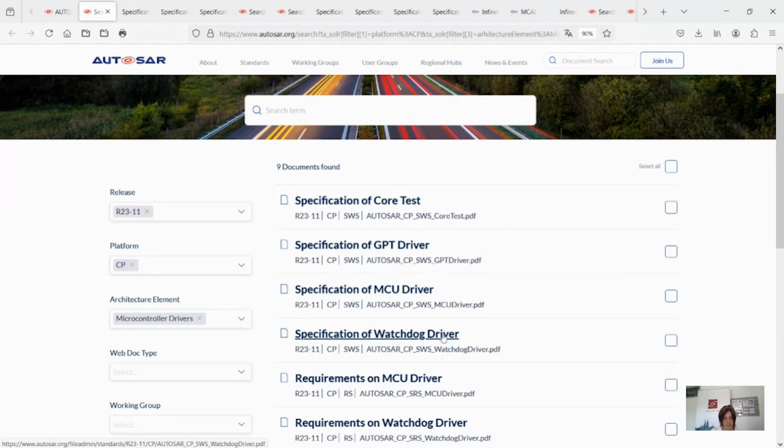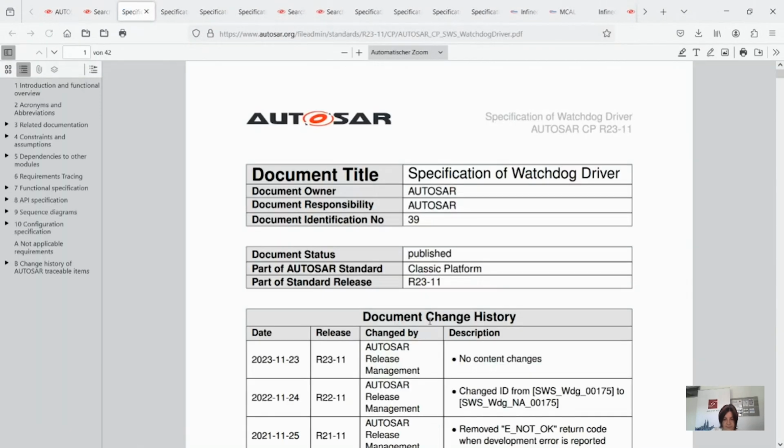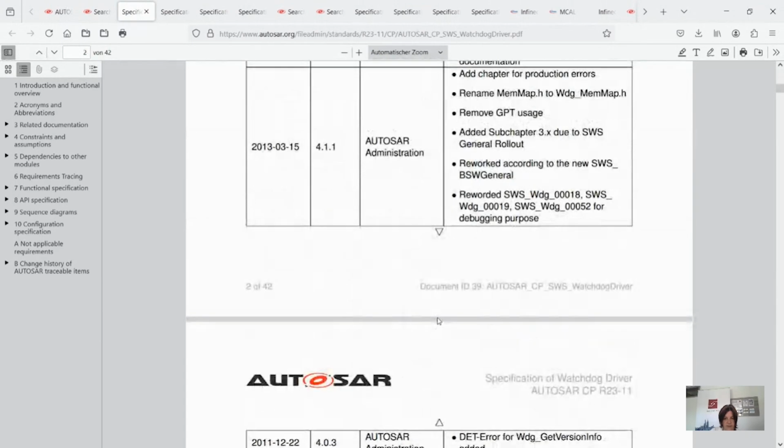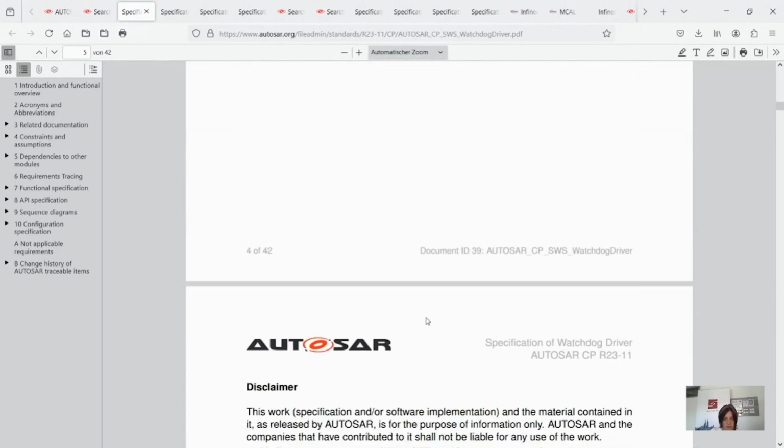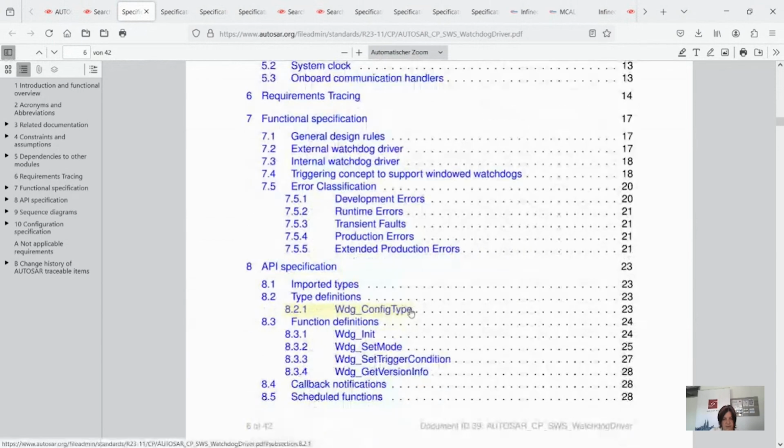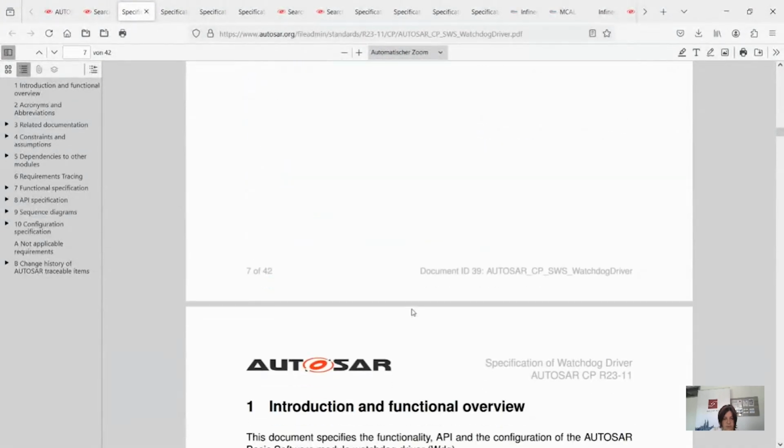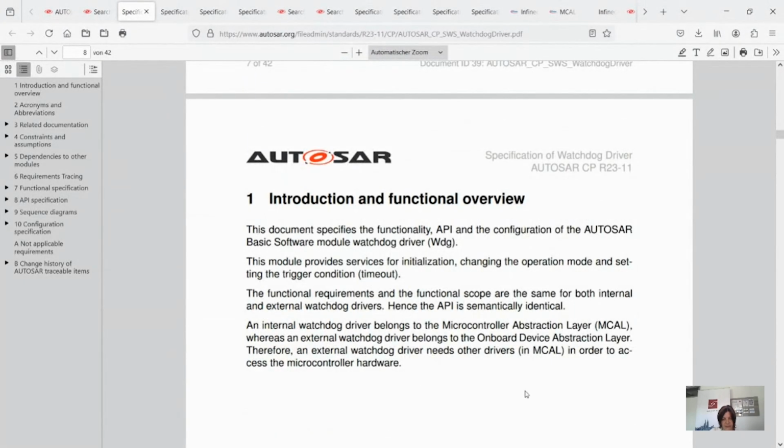And the last one I want to have a short look at is the watchdog timer. The watchdog timer is also part of the microcontroller drivers directly, and the specification is given here. Not so many changes in the past. The same structure of a document. You need to scroll a lot until you find the first part. So this is the specification of the module called watchdog timer, and it's often abbreviated as WDG.